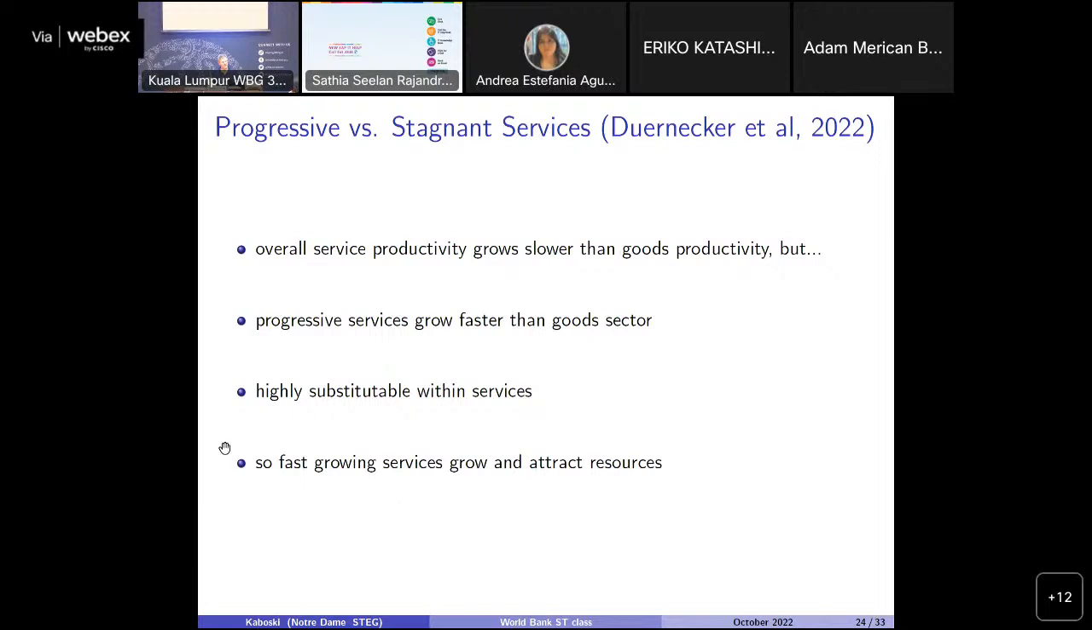So now, before it was the slow growing sectors that were attracting the resources. That's the Baumol's disease. But because this is high substitutability, it's the fast-growing productivity growth services that attract the resources. And so, again, that's going to be a force counteracting.